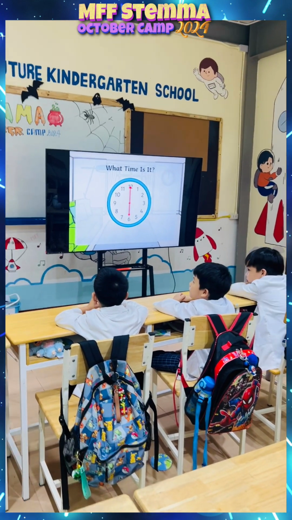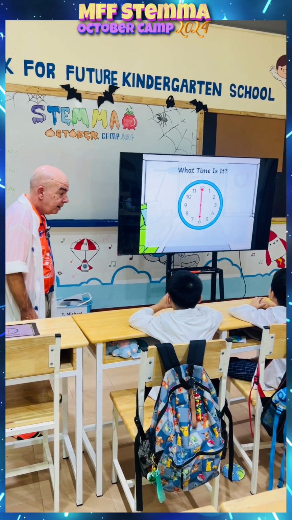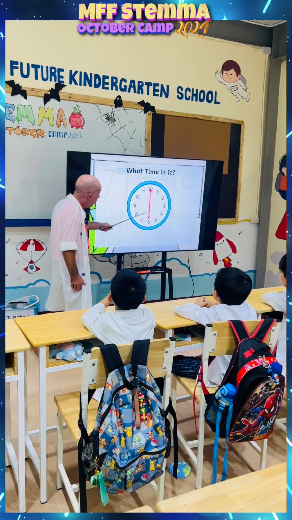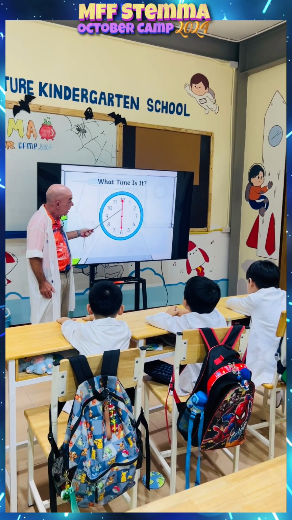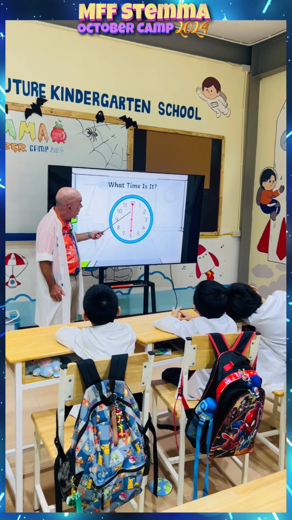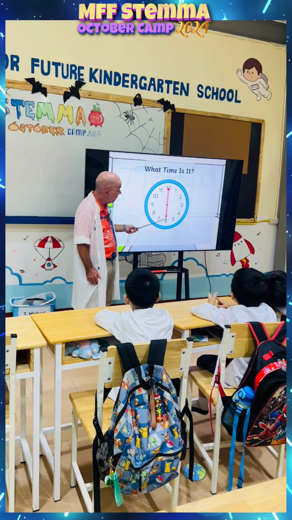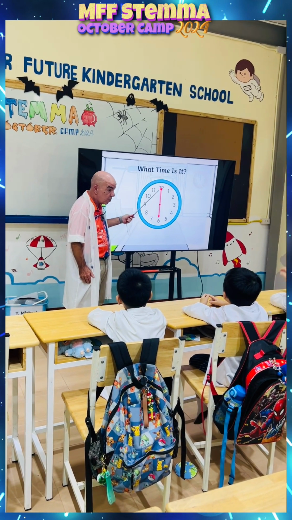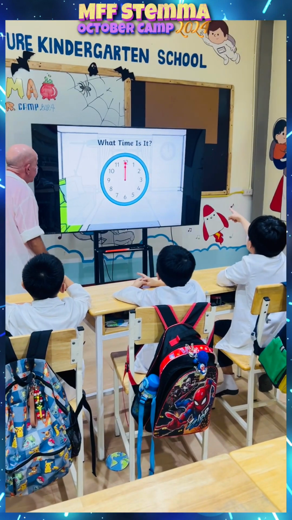Auntie, what time is that? 6 o'clock. Yeah? Can you see that, Uzu? The hour is at 6. And this is o'clock, so it's 6 o'clock. Do you see that, Jong Jong? 6 o'clock, yes? Good. 6 o'clock.